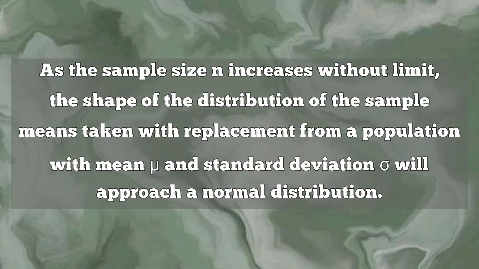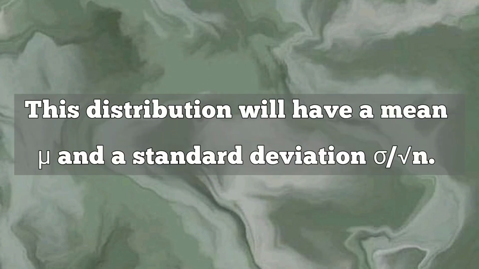The third property of the sampling distribution of sample means pertains to the shape of the distribution and is explained by the central limit theorem. But what is the central limit theorem? As the sample size n increases without limit, the shape of the distribution of the sample means taken with replacement from a population with mean mu and standard deviation sigma will approach a normal distribution. This distribution will have a mean mu and a standard deviation of sigma over the square root of n.